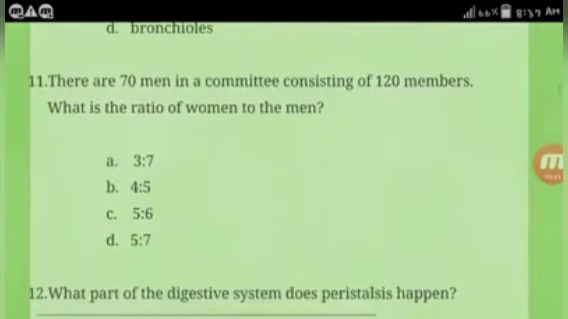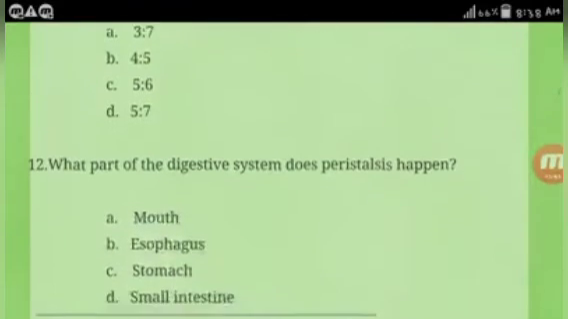Number 11, there are 70 men in the committee consisting of 120 members. What is the ratio of women to men? As you notice, the total is 120, so minus 70, that's 50. So we have 50 women to 70 men. So 50 is to 70, and making it into simplest form, we have 5 to 7, which is letter D.